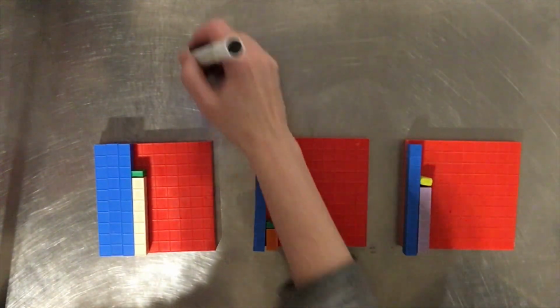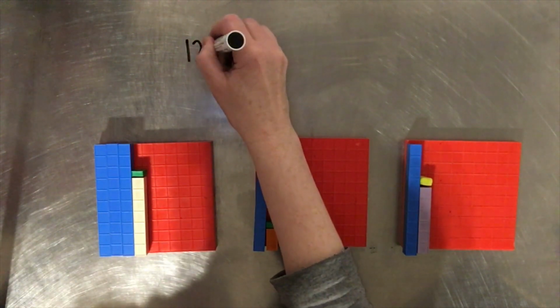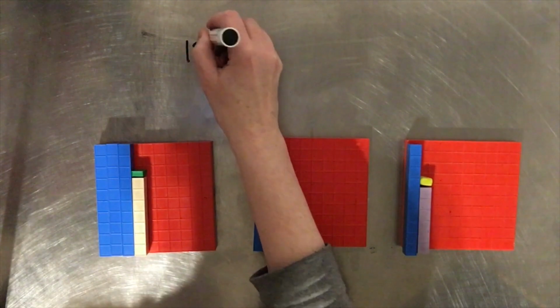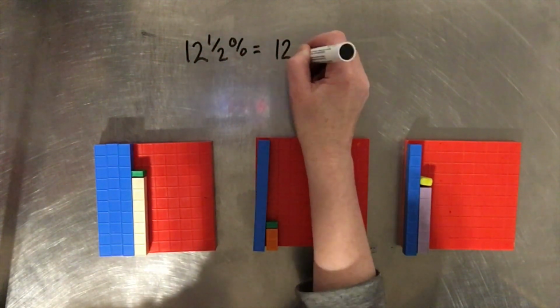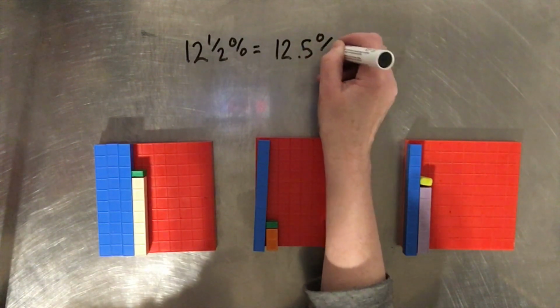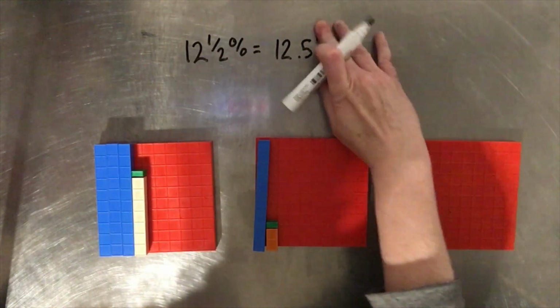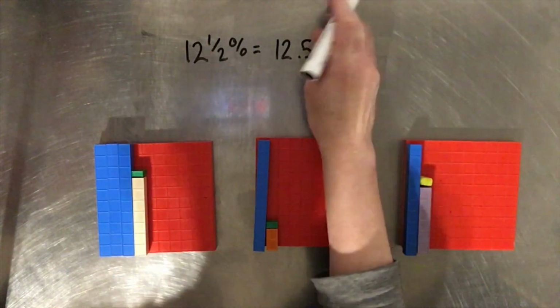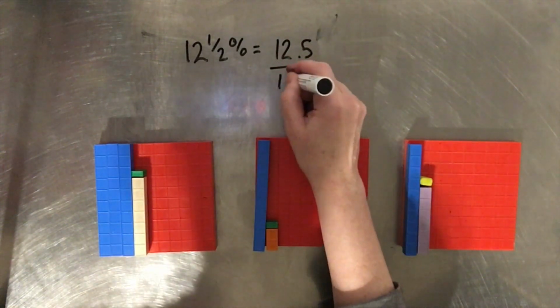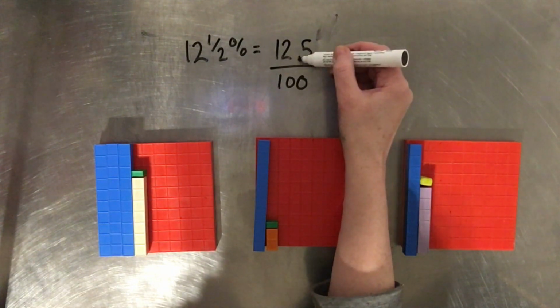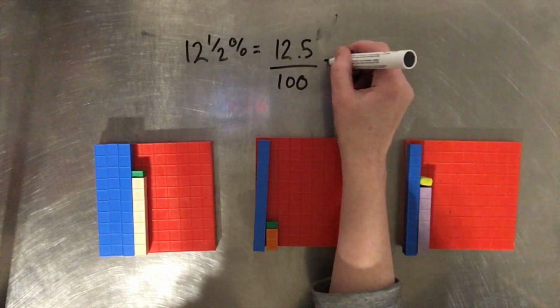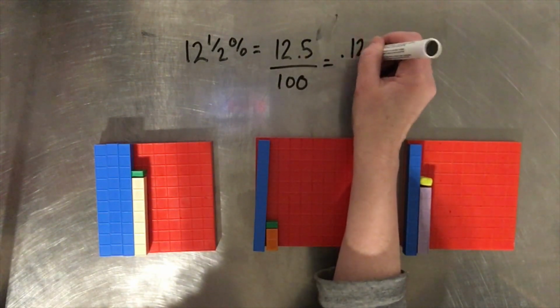Here we've got 12.5%. Or sorry, let me rephrase that. We have 12.5%, which is the same as 12.5 over 100. Do you see our 100 right there? I'm going to take that, rearrange it and put it on the bottom. And that tells us we're going to divide the top by 100, which means the decimal is going to go back 2 places to the left, which is going to be 0.125.